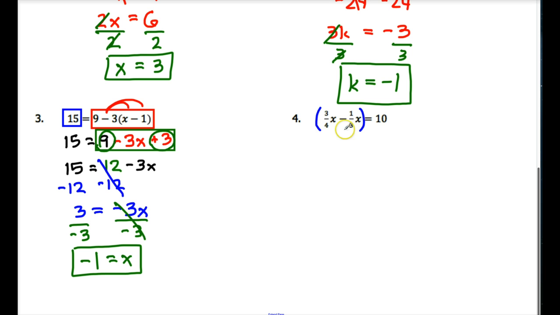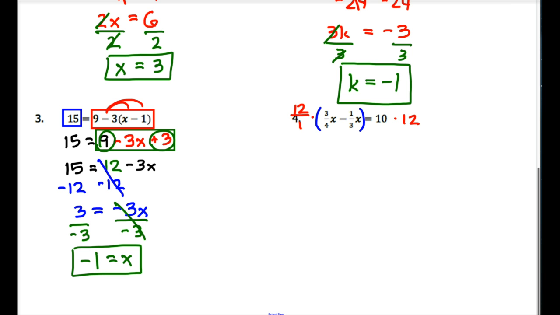So look at your denominators. You have a 4 and a 3. I'm going to think of the LCM, the least common multiple of 4 and 3. And the least common multiple of 4 and 3 is 12, because 4 and 3 both go into 12. So I'm going to multiply the left side by 12 over 1. And then I'll do the same thing on the right side, multiply it by 12.